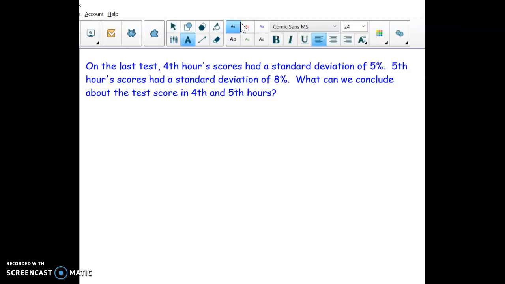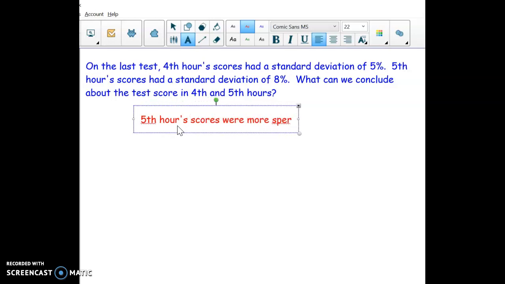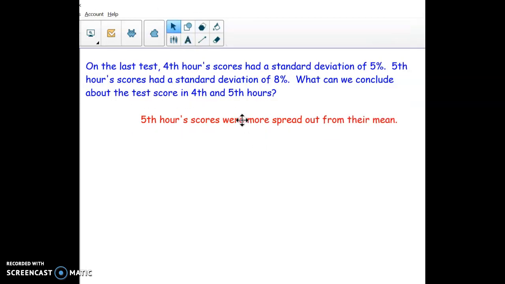So all we can conclude, we don't know which had a higher average or did better, technically. All we know is that 5th hour's scores were more spread out from their mean. So whatever the mean was for that class, they're more spread out in 5th hour than they are in 4th hour, right? That's the point of standard deviation. It's a measure of how spread out the numbers are.